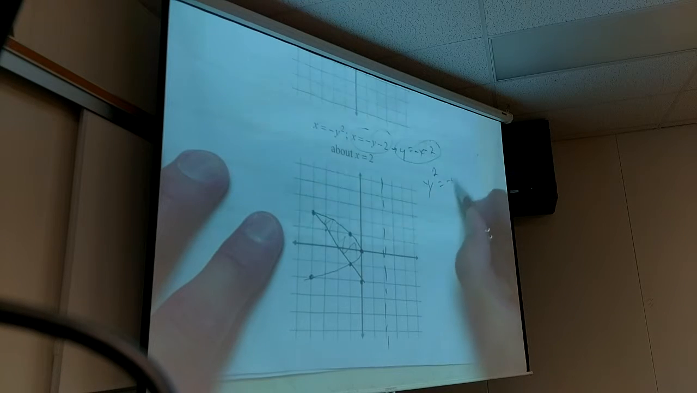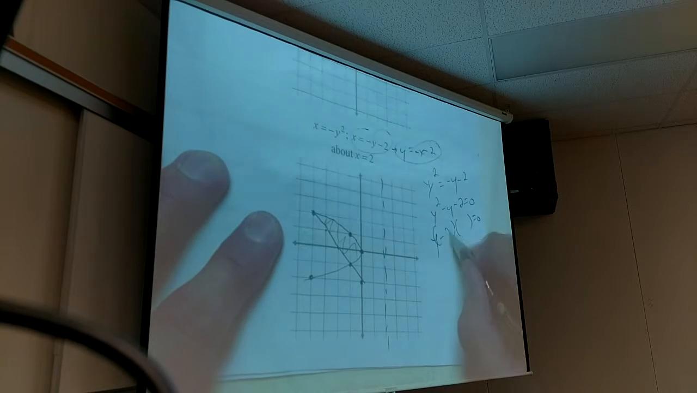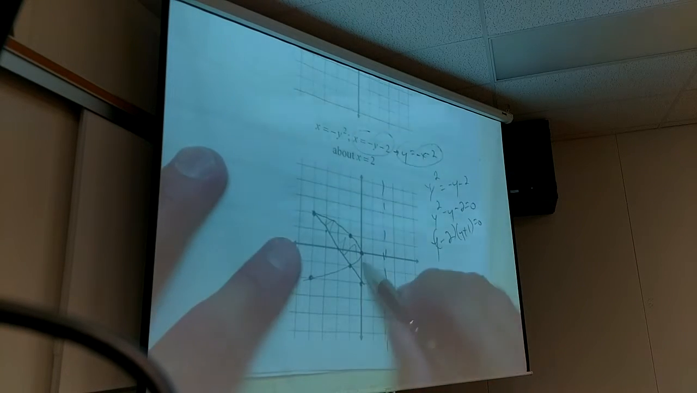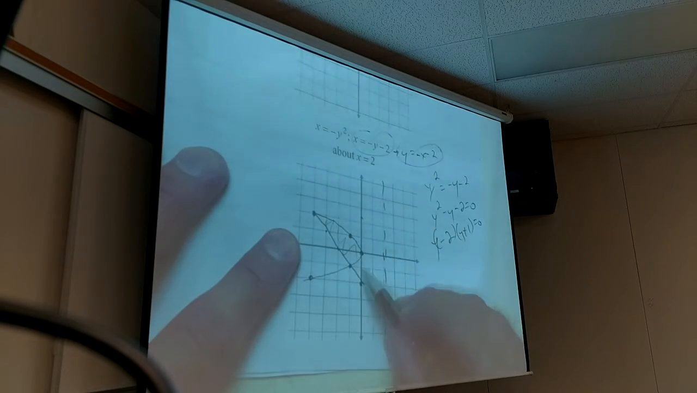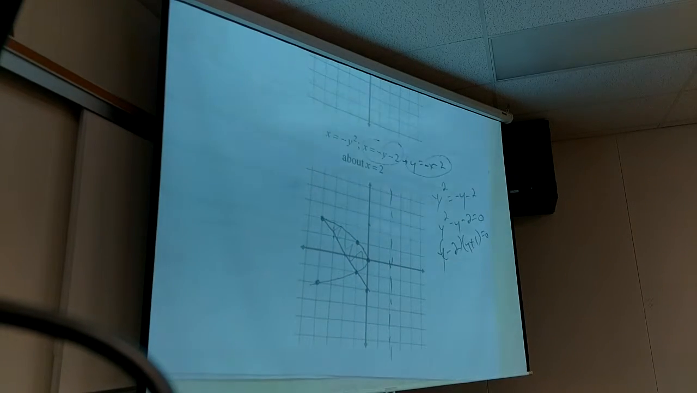Negative y squared equals negative y minus 2. So y squared minus y minus 2 equals 0. And then you can factor: y minus 2, y plus 1. So they should meet at y equals 2. Bam. And y equals negative 1. Bam. So that's where they meet. To be honest, very often when I do this kind of problem, I don't know why I didn't do it here necessarily, but I do that first, and then I use that to help me graph each thing, because I already have 2 points for each then.